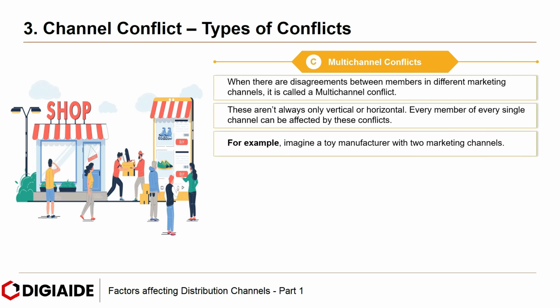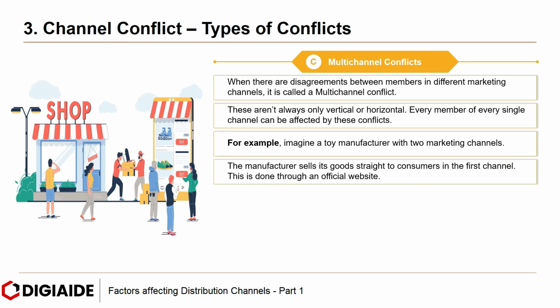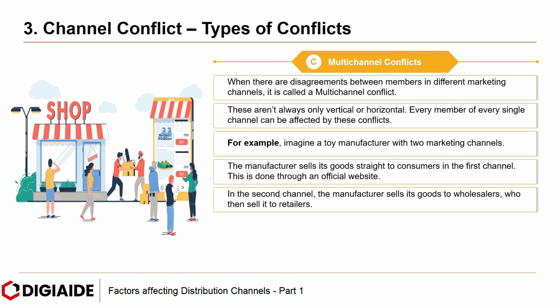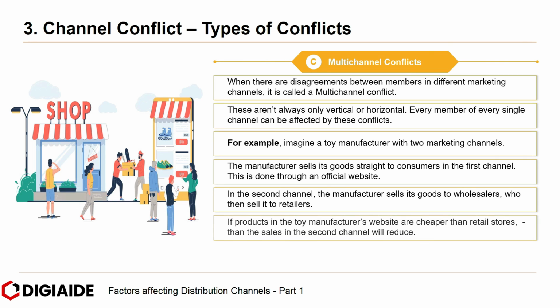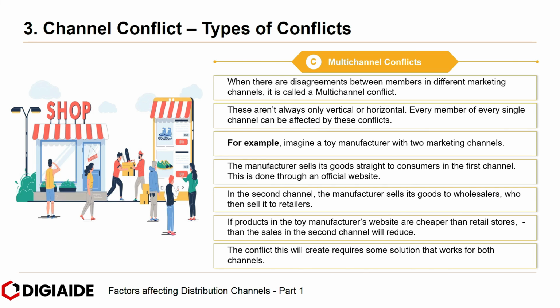For example, imagine a toy manufacturer with two marketing channels. The manufacturer sells its goods straight to the consumers in the first channel, which is done through an official website. In the second channel, the manufacturer sells its goods to wholesalers who then sell it to retailers. Now, if the products on the toy manufacturer's website are cheaper than in the retail stores, then the sales in the second channel will reduce. The conflict this will create requires some solution that works for both the channels.